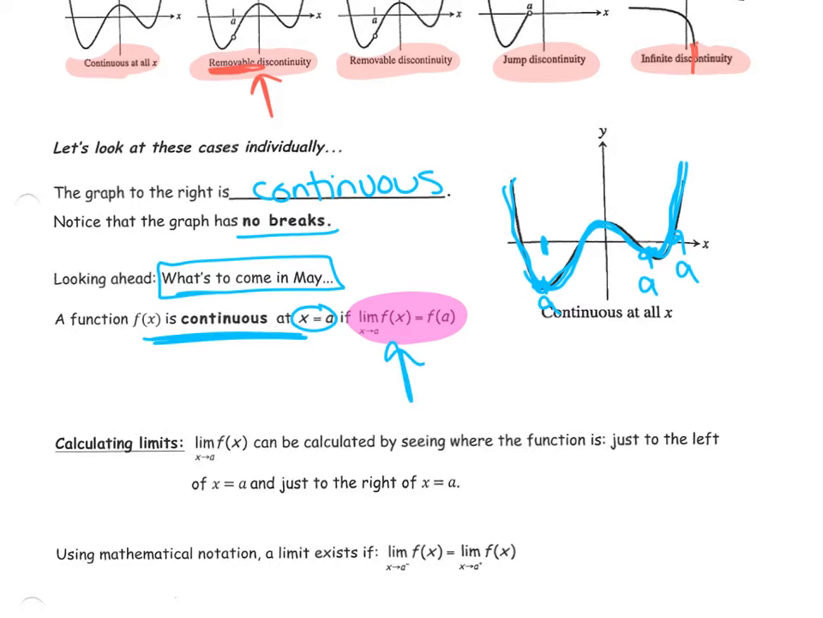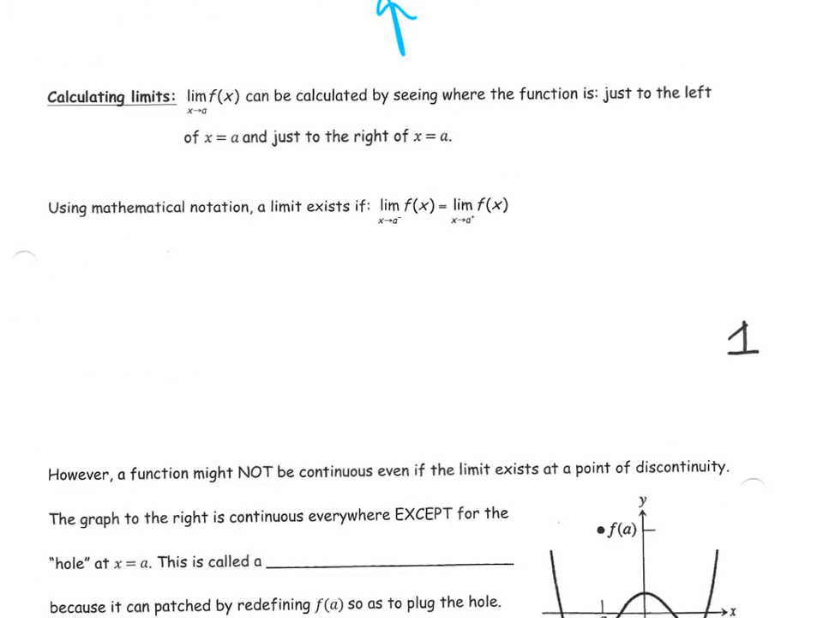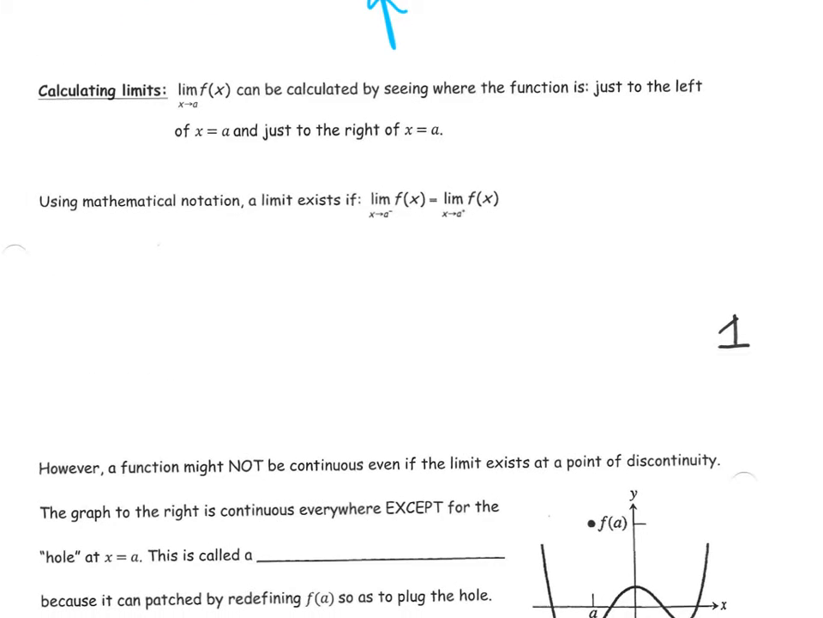And again, we'll get into what this notation really means starting in May. But just to give you an idea, when we calculate limits, again, I'm just introducing the terminology. We're not going to get very into the depths of what limits are. But just so you do know, when I calculate a limit of a function, we check what it looks like from the left and from the right of that x value. So using notation, a limit exists if it approaches that same value from the left and from the right.